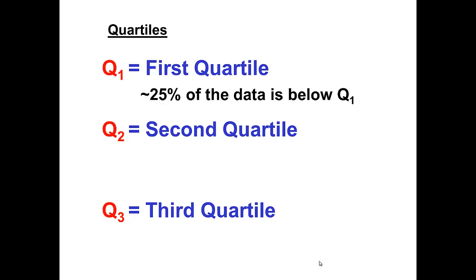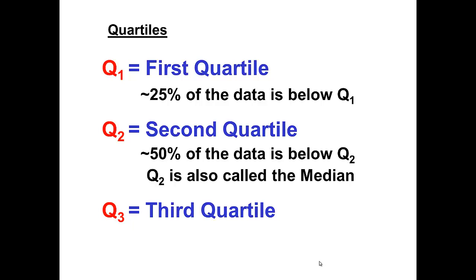Q1 has approximately 25% of the data below it. Approximately 50% of the data is below Q2. Q2 is also called the median, and we will use the term median more often than Q2. For Q3, 75% of the data is below Q3.